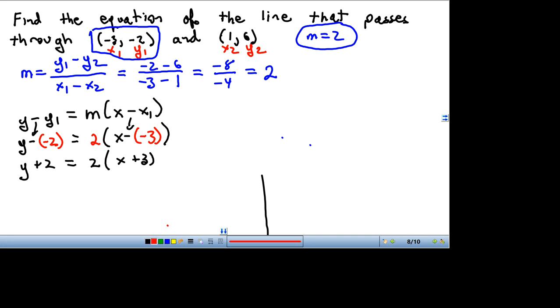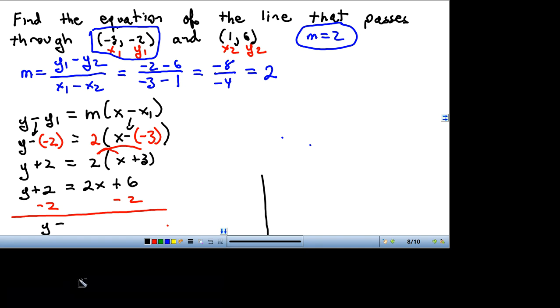Distribute your 2. So what I have, y plus 2 equals 2 times x, 2x, plus 2 times 3, 6. And now, subtract 2 from both sides. y equals 2x plus 4.